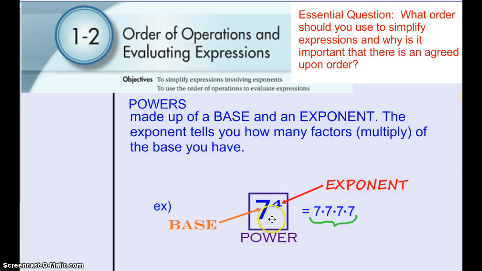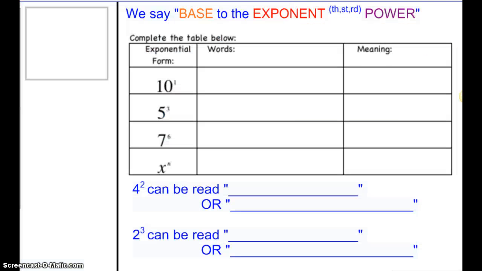So this one says 7 to the 4th. That means 7 times 7 times 7 times 7, 4 different 7s. So let's go through and figure out what that means. When we say base, the way we say it is whatever the base is to the exponent power.